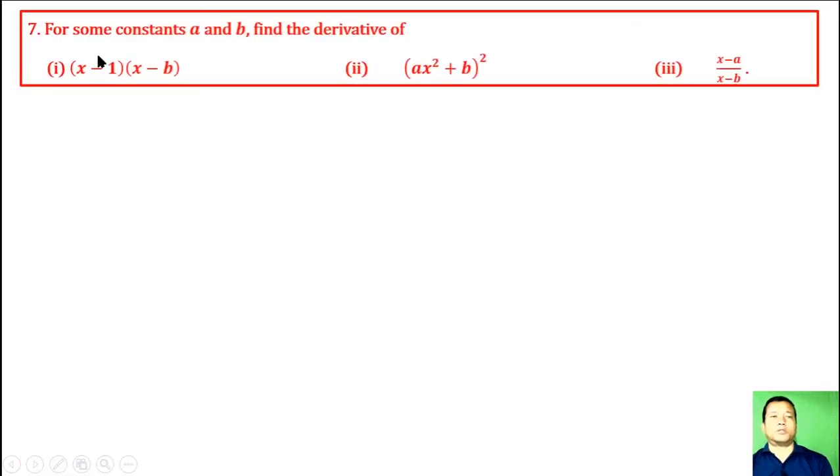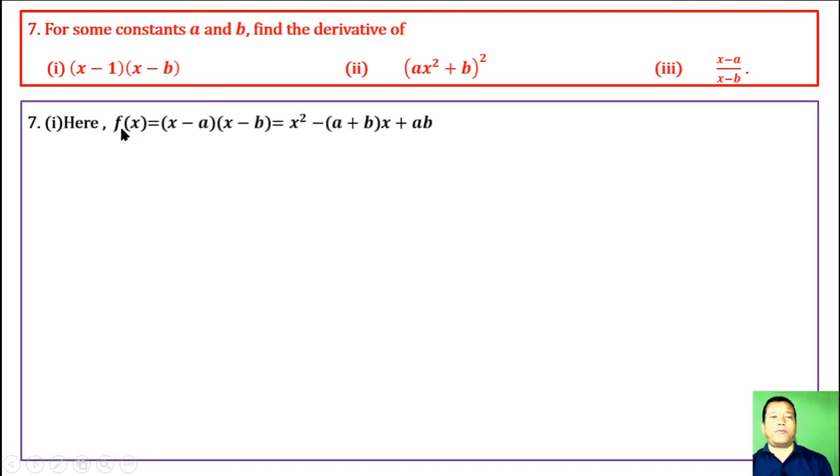7. For some constants a and b, find the derivative of this. Roman number 1. F of x is equal to, we get this. Therefore, f dash of x is x squared whose derivative is twice x, whose derivative is minus a plus b times of 1, whose derivative is 0, we get this.